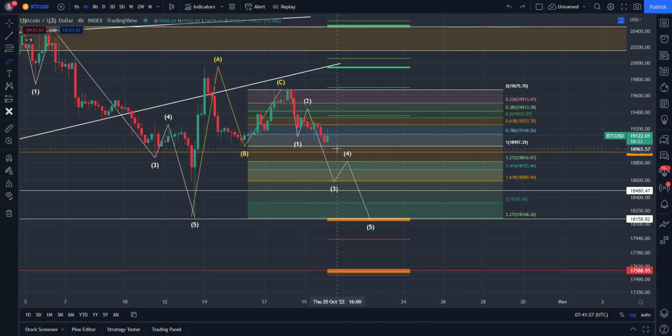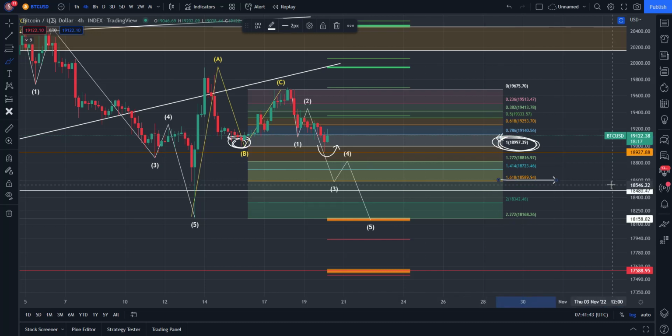So currently, like you see, we have already been testing the 1 FIB level at $18,997. So we've been testing this low. In my opinion, the moment we lose this 1 FIB level, we are going lower to the 1.618 FIB, which is $18,589, right? At the same time, we are testing this wick in here, okay? But at the end of the day, I am still expecting this 5 wave move to the downside.